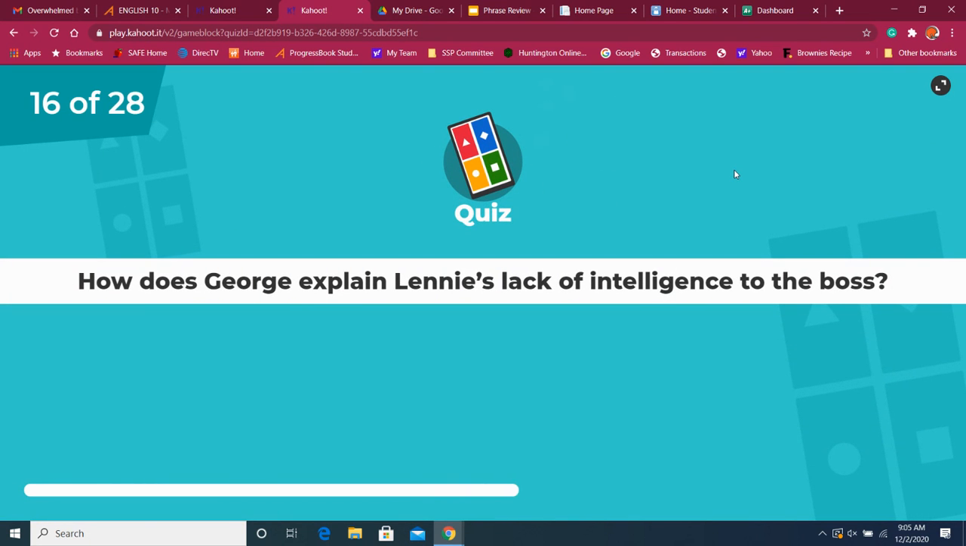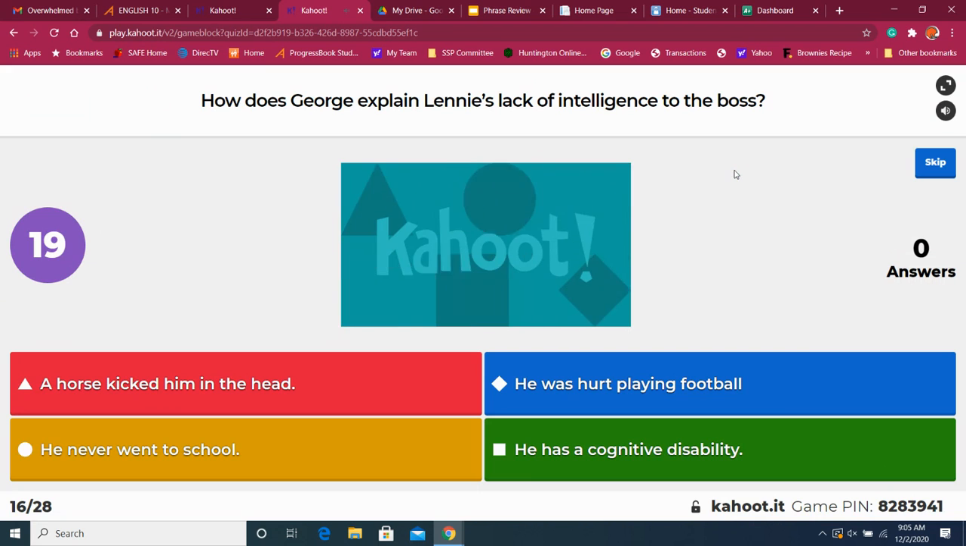How does George explain Lenny's lack of intelligence to the boss? He says Lenny was kicked in the head by a horse, he never went to school, he was hurt playing football, he has a cognitive disability. What does he tell the boss?